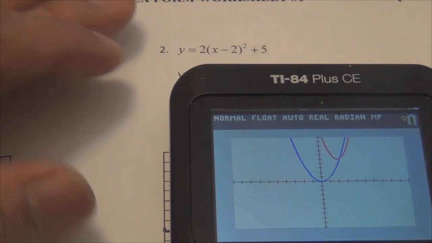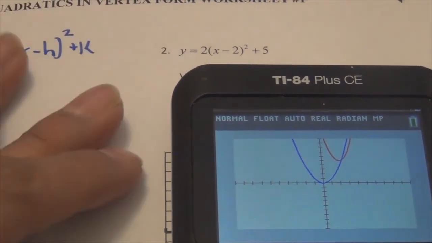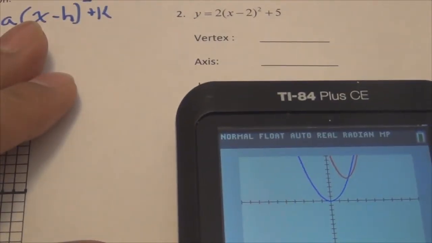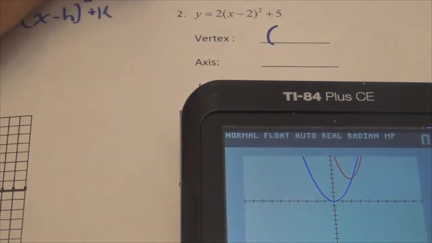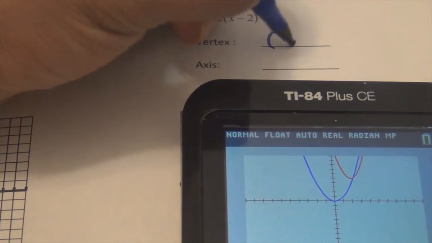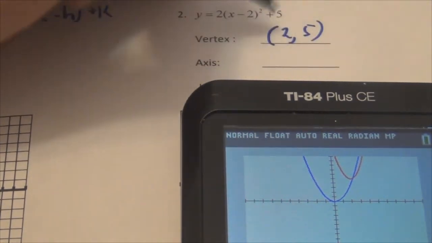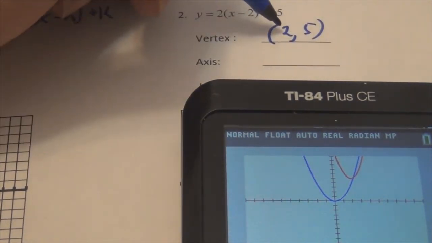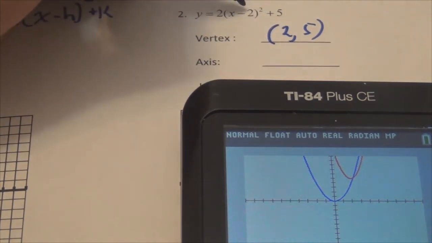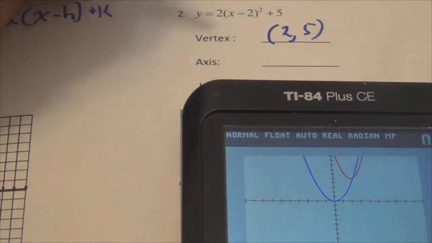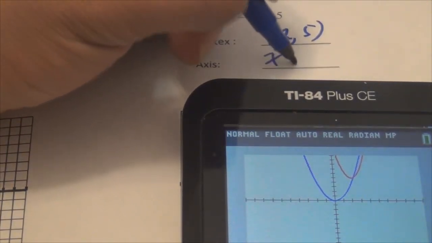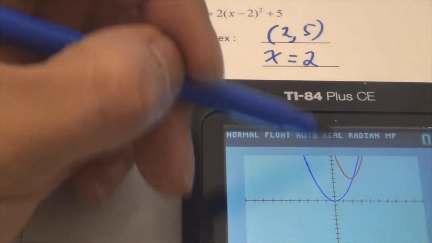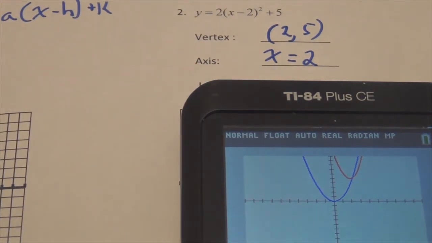Was it your prediction that it was going to move? Okay, the vertex will be 2, comma 5. So right here you know that it will shift 2 units horizontally and 5 units up. I hope that was your prediction. And the axis of symmetry, the equation is x = 2. That's where it chops the line. Okay?